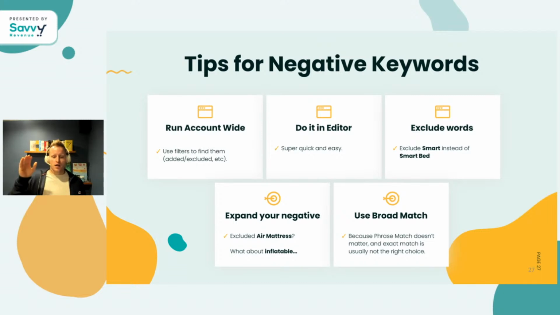Go away. Then you want to expand your negatives. So if you've excluded air mattress, or better yet, air, then what about also excluding inflatable? All this will just save you a bunch of money if you do the work up front. And of course, use broad match. Match types don't work exactly the same as they do for regular keywords, so just use broad match. If you need to use phrase or exact, you know why. Otherwise, just use broad.